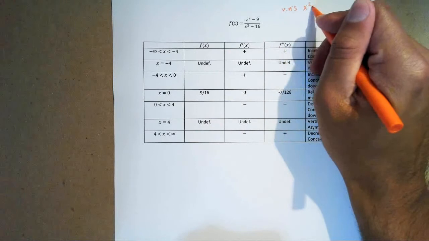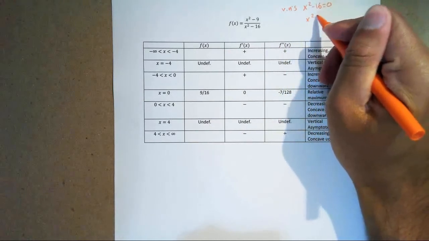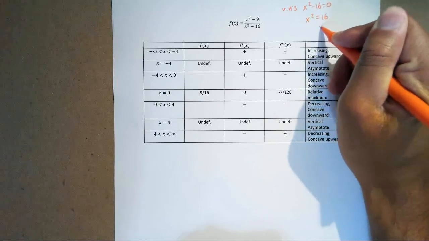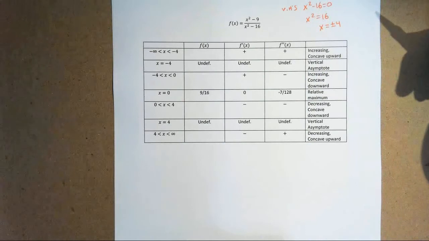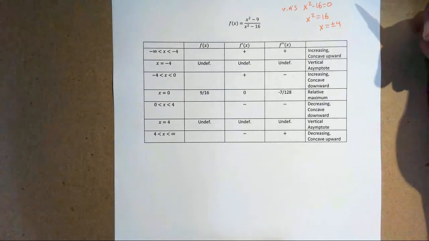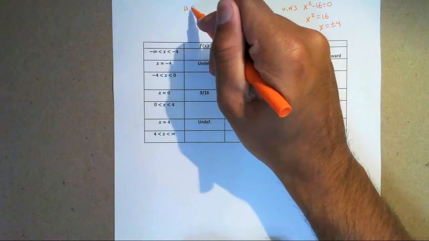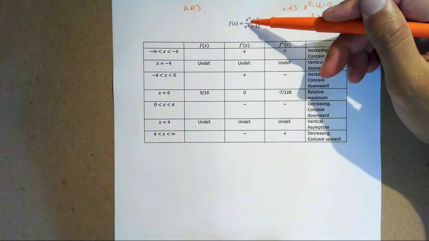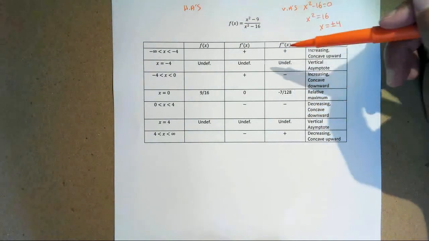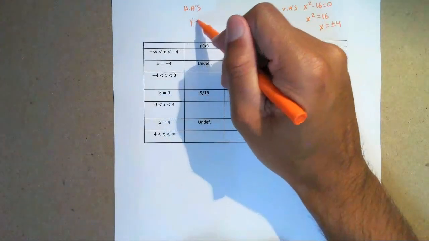x squared minus 16 equals 0. Solving it, you're going to get x squared equals 16, and x equals plus or minus 4. So that means that my vertical asymptotes are going to be x equals plus or minus 4. Now I'm also going to find my HAs. I find my HAs by looking at my degrees. Well, I notice that my degrees from top and bottom are both 2. So when the degrees from top and bottom are both 2, I'm going to divide the leading coefficients. So 1 over 1, and that's going to give me a horizontal asymptote at y equals 1.